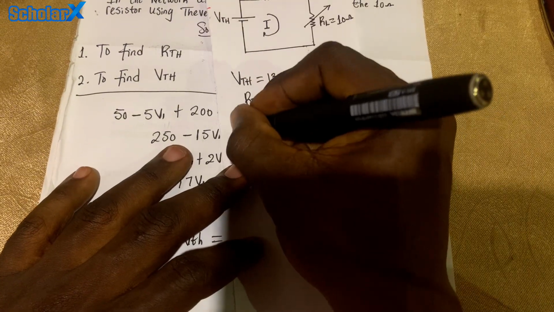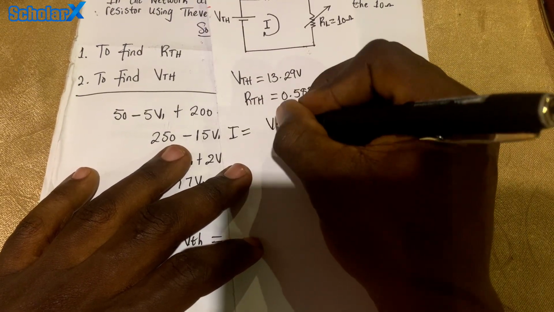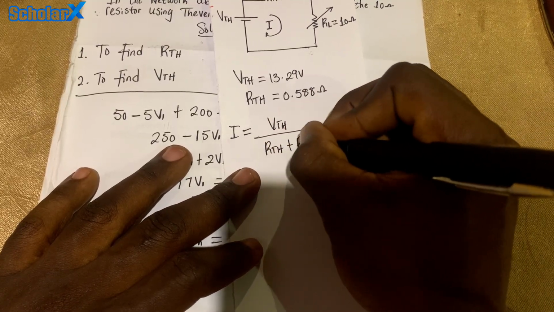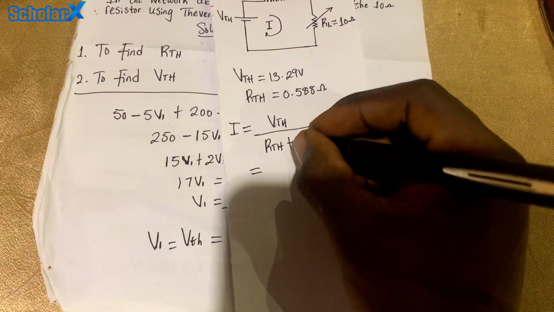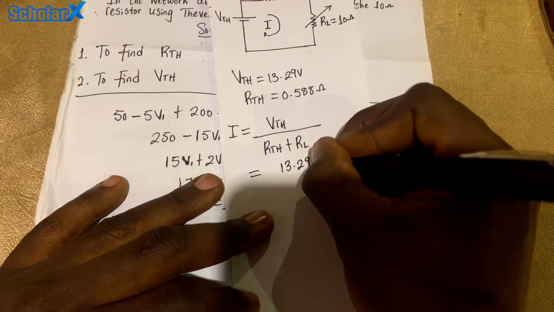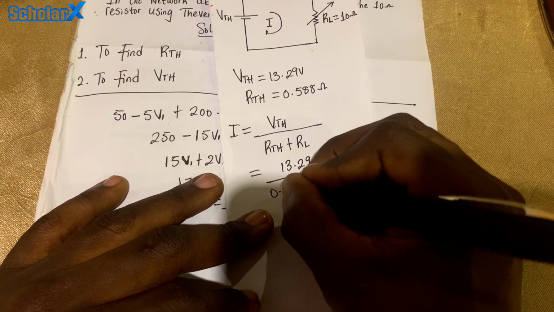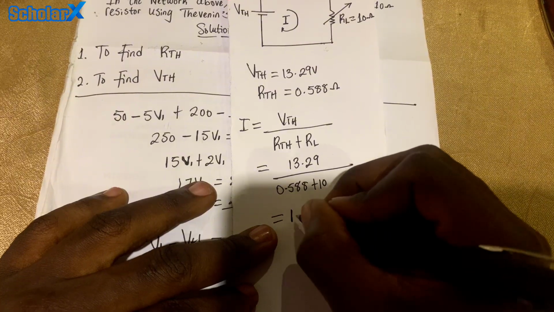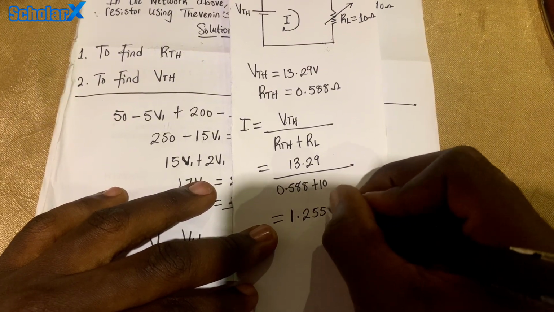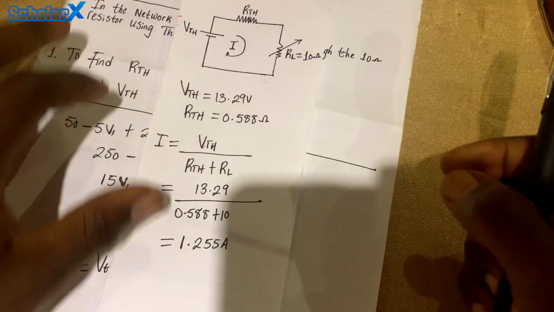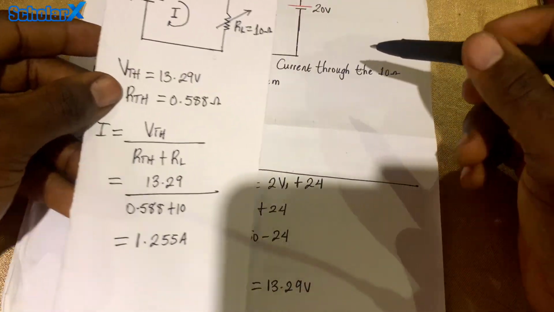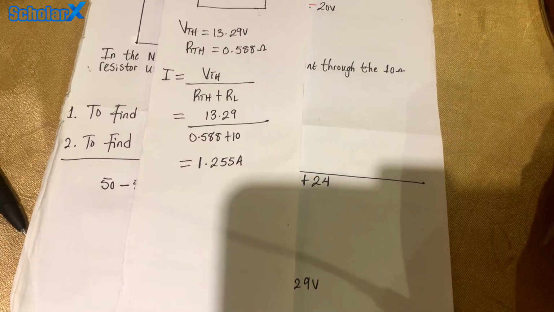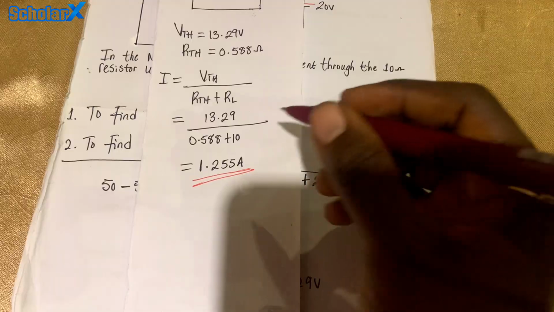So what formula do we use? The current is going to be VTH over RTH plus RL. So this is equal to 13.29 over 0.588 plus 10. This is going to give us our final answer as 1.255 amperes. So the current flowing through this 10 ohms resistor is 1.255 amperes, and this is our final answer.